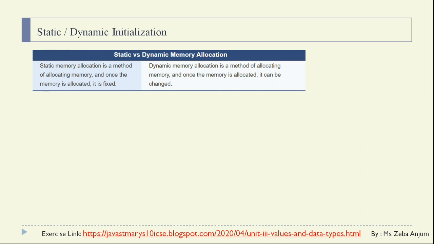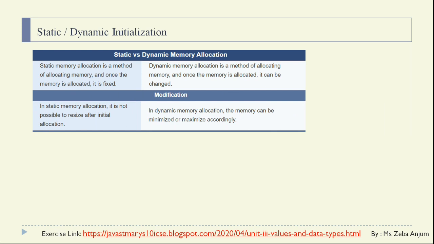Dynamic memory allocation is a method of allocating memory, and once the memory is allocated, it can be changed. Likewise, when you are declaring an object, it depends upon the class how much data it is going to hold. Second one, modification. In static memory allocation, it is not possible to resize after initial allocation. That means if you have initially allocated any variable using the static initialization method, it is not possible to resize it. But in dynamic memory allocation, it is always possible to maximize or minimize it.